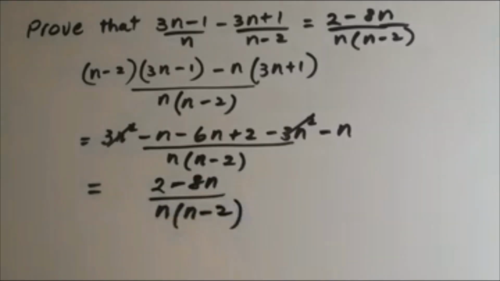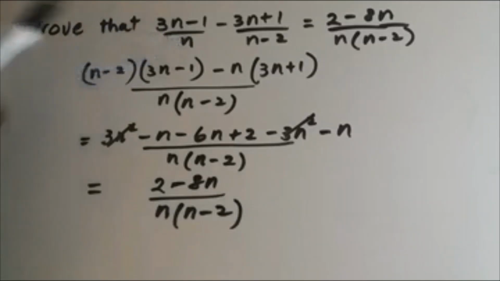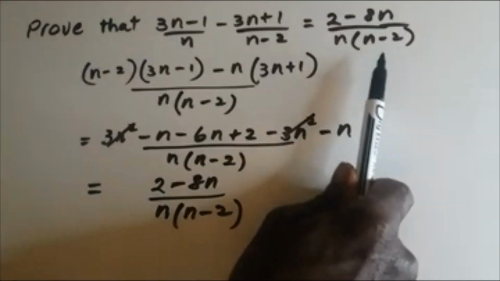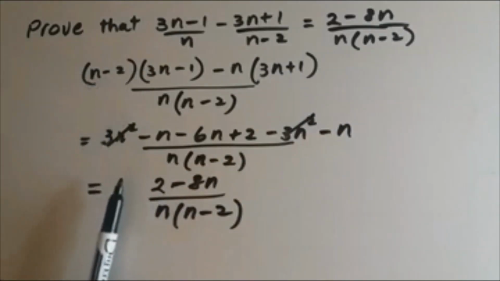And this proves that what we have on the left hand side is actually equal to what we have on the right hand side, because we've gone through algebraic manipulation and arrived at what we have on the right hand side. And that's how you prove this algebraic equation.